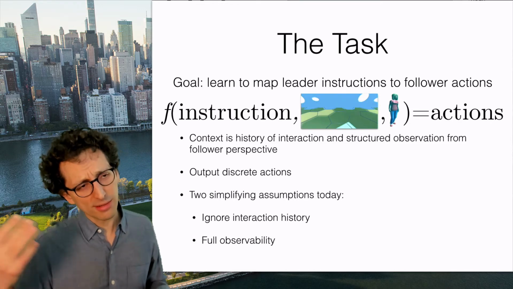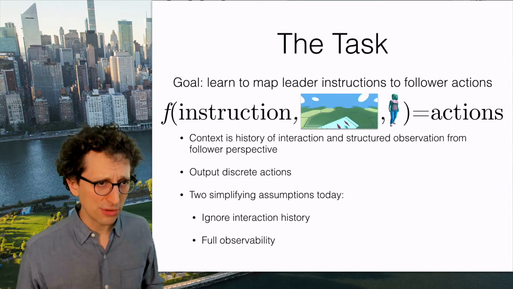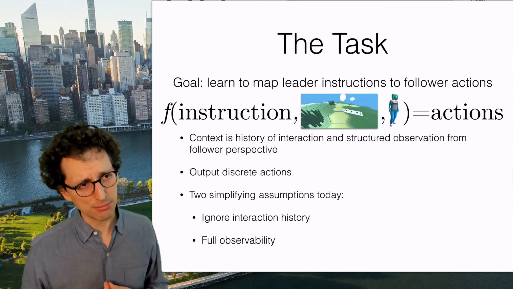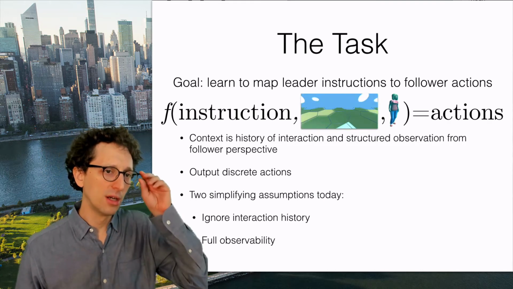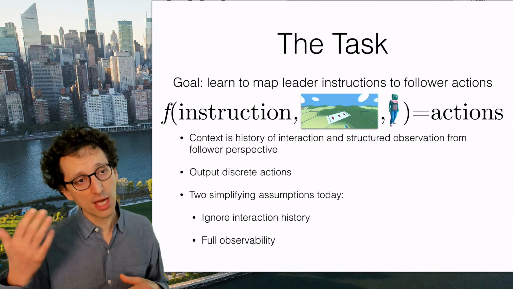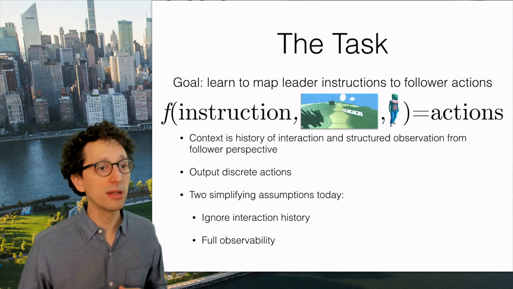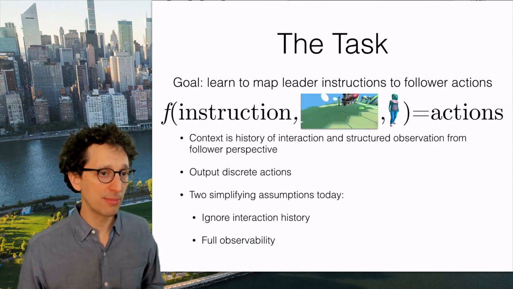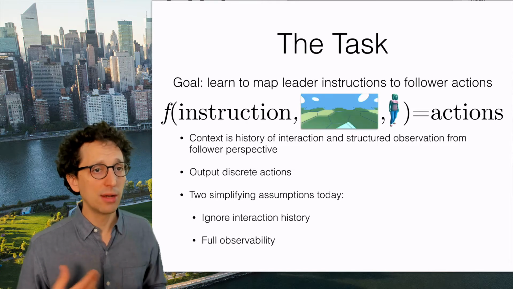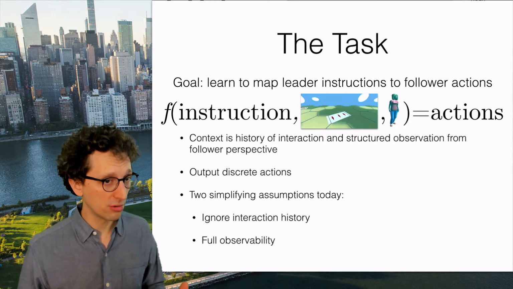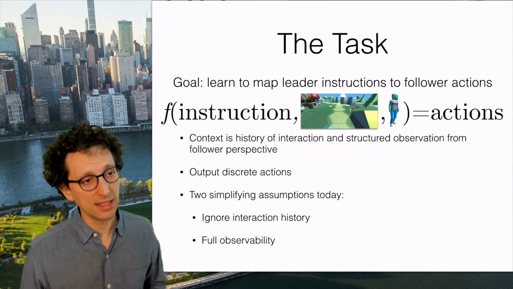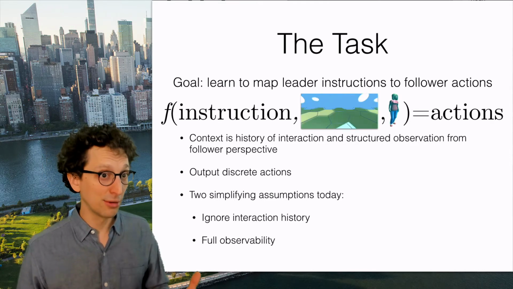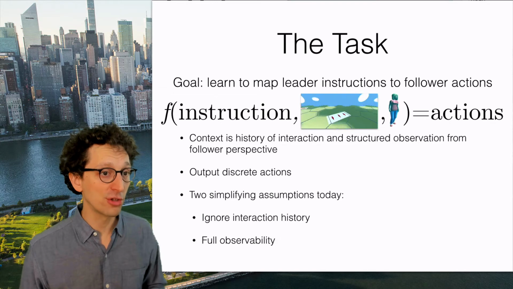In the model and learning I'm going to show later on, we're making 2 simplifying assumptions. We ignore the interaction history, which caps our performance and doesn't allow us to reason about context dependency in previous utterances, and we also assume full observability, which drastically simplifies the task, but still illustrates how challenging the complete task is.